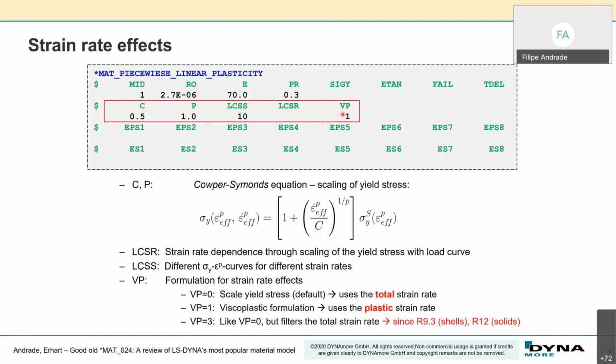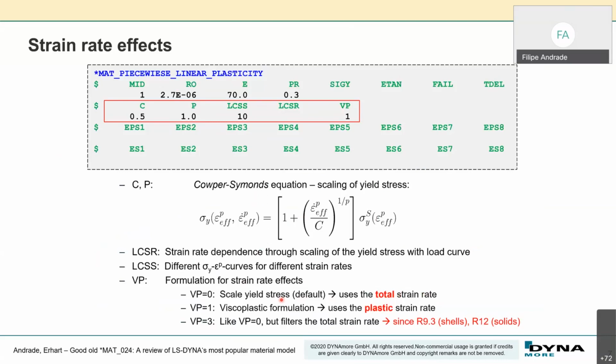The original model was VP0, so there was no viscoplasticity, and we still have that today in our code. When you have VP0, you have a scaling of the yield stress, and this yield stress is simply scaled. For that scaling, we use the total strain rate. So you have the elastic strain rate and the plastic strain rate inside of your strain rate, which is used for the strain rate dependence.